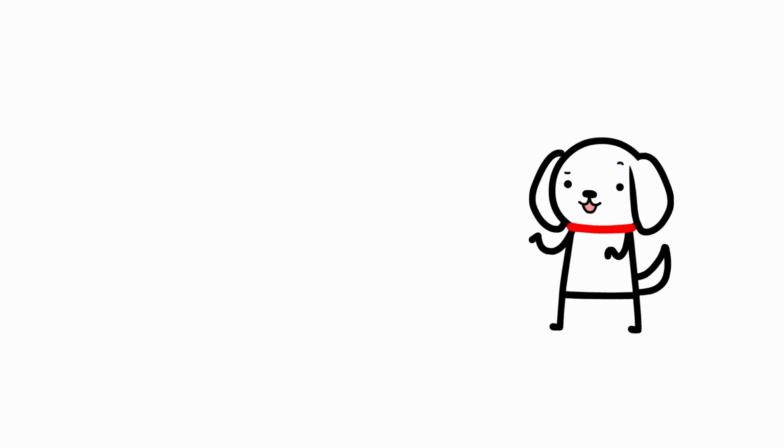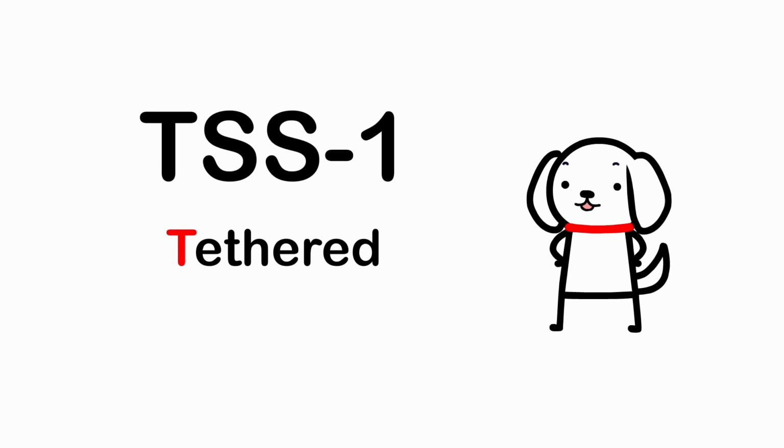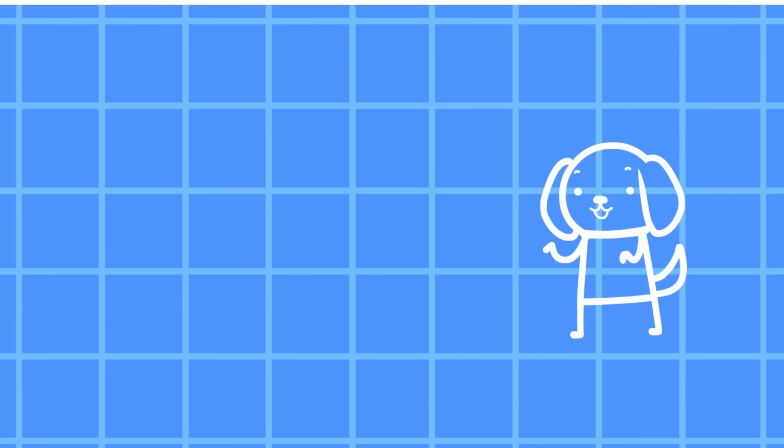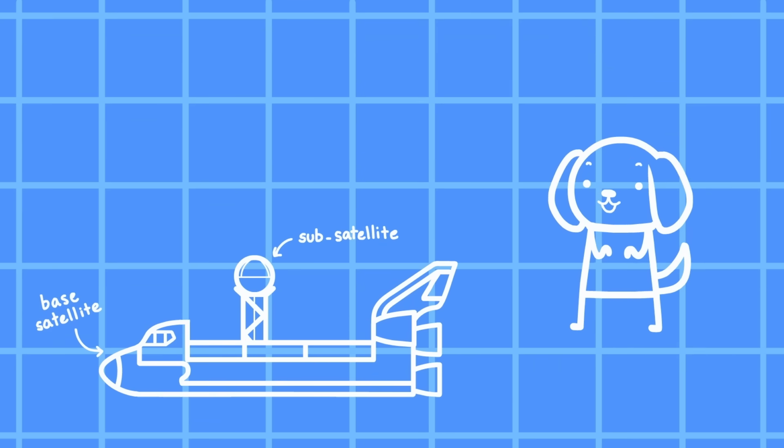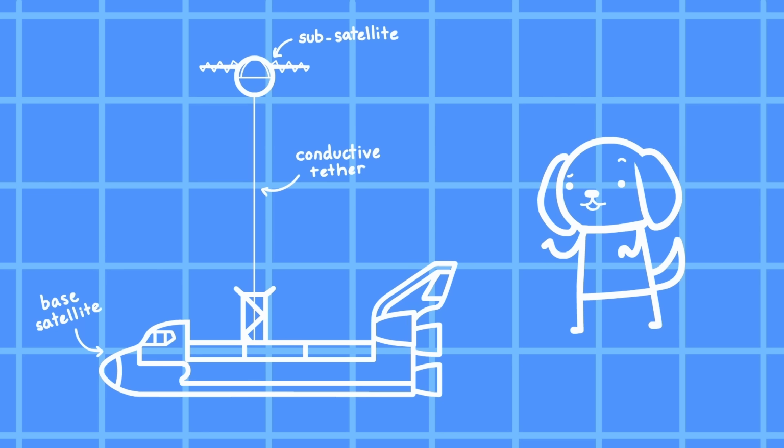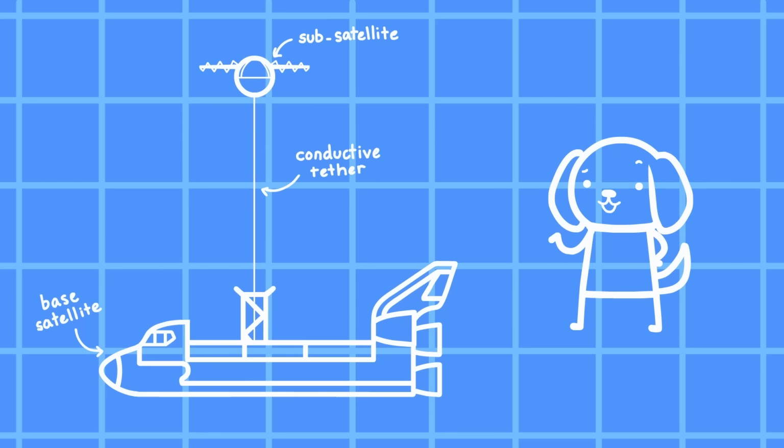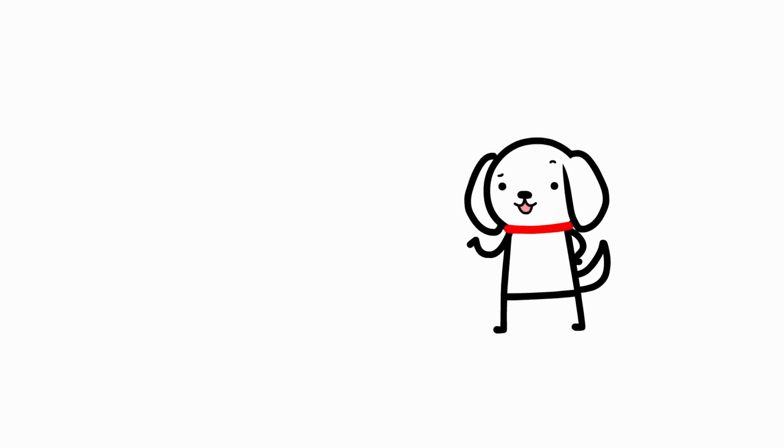The system was called the TSS-1, or Tethered Satellite System 1. It had a base satellite, a sub-satellite, and a 20-kilometer long conductive tether connecting them both, acting as the wire. Now, you may have noticed something wrong here.